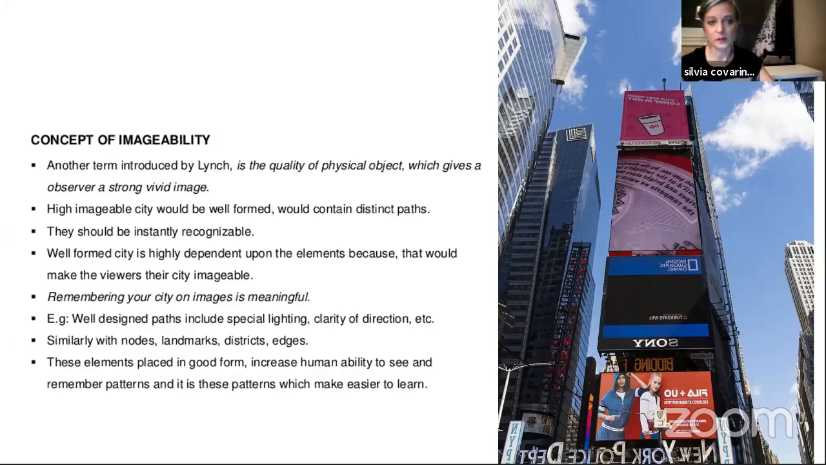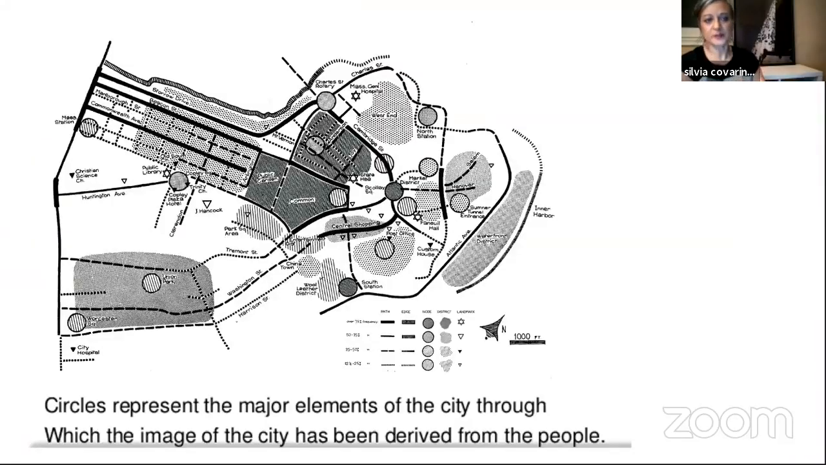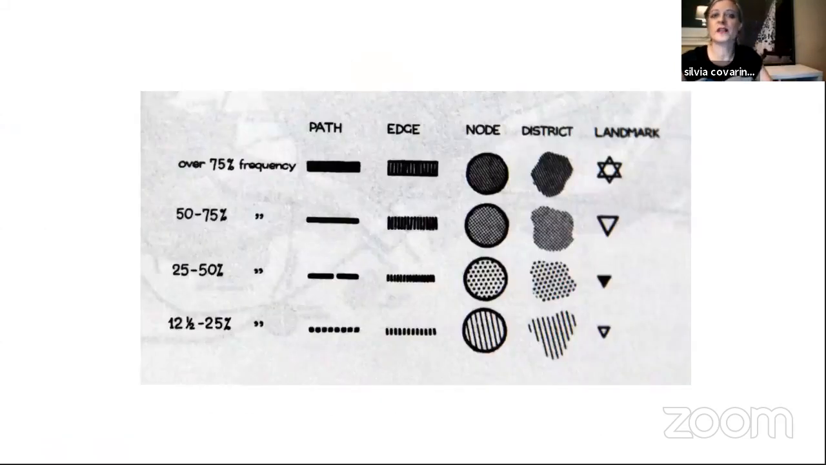This is a graphic representation of, let's say, a mental map, a sketch. These elements of Kevin Lynch are summarized in the map. The circle represents the major elements in the city, the nodes, the references, from which the image of the city has been derived from the people. It was a kind of exercise, the graphic representation, of how to represent this concept and this theory in the image of the city. This is a zoom in on the legend.